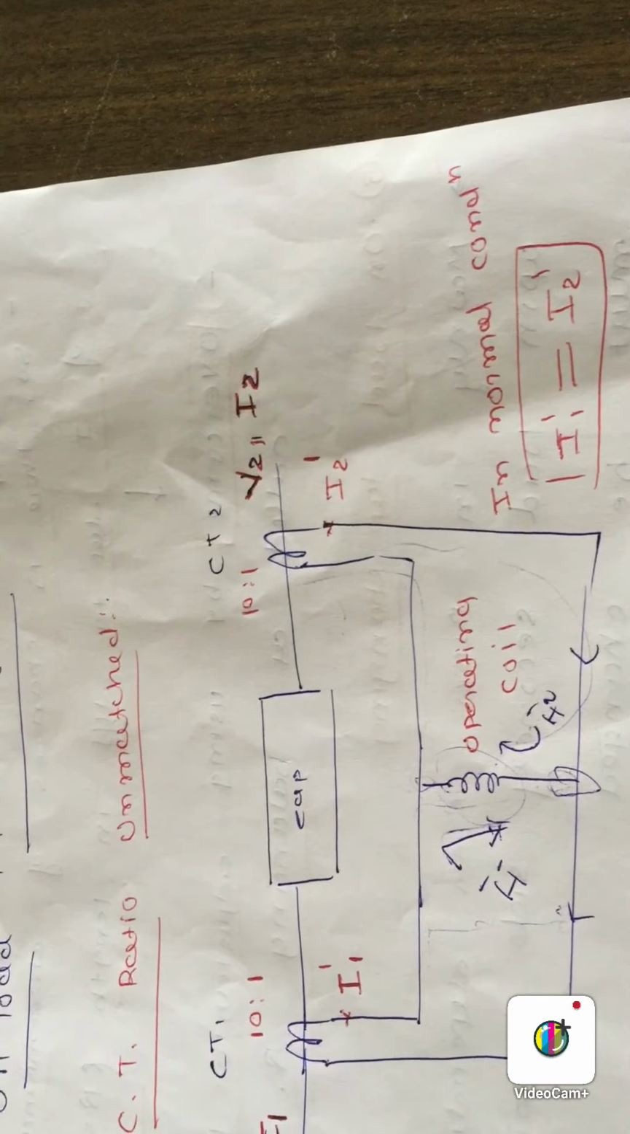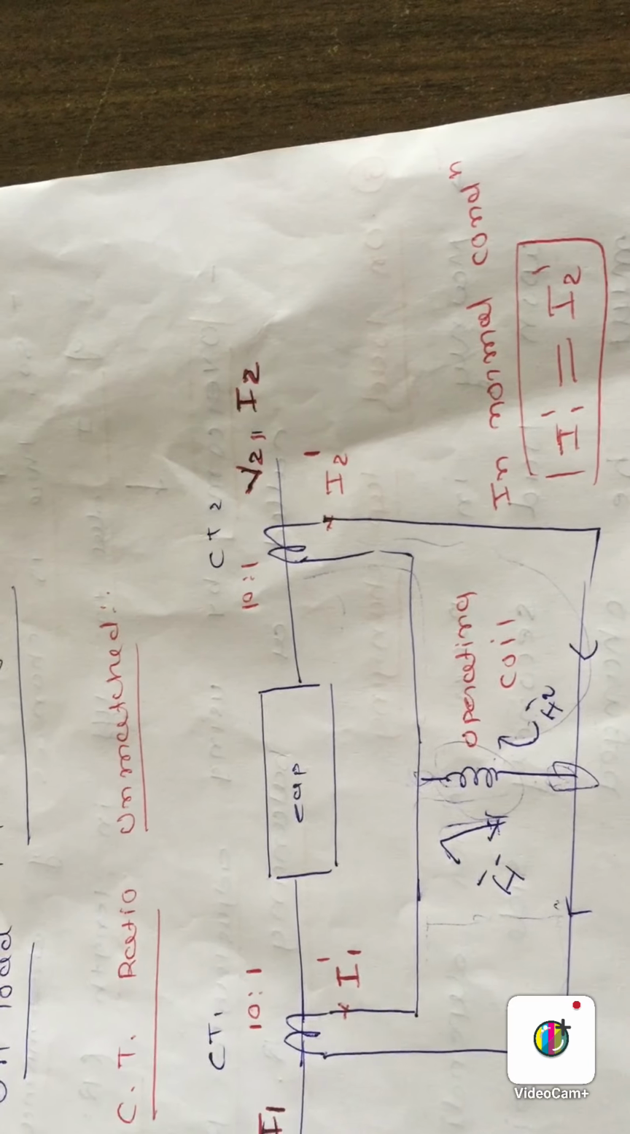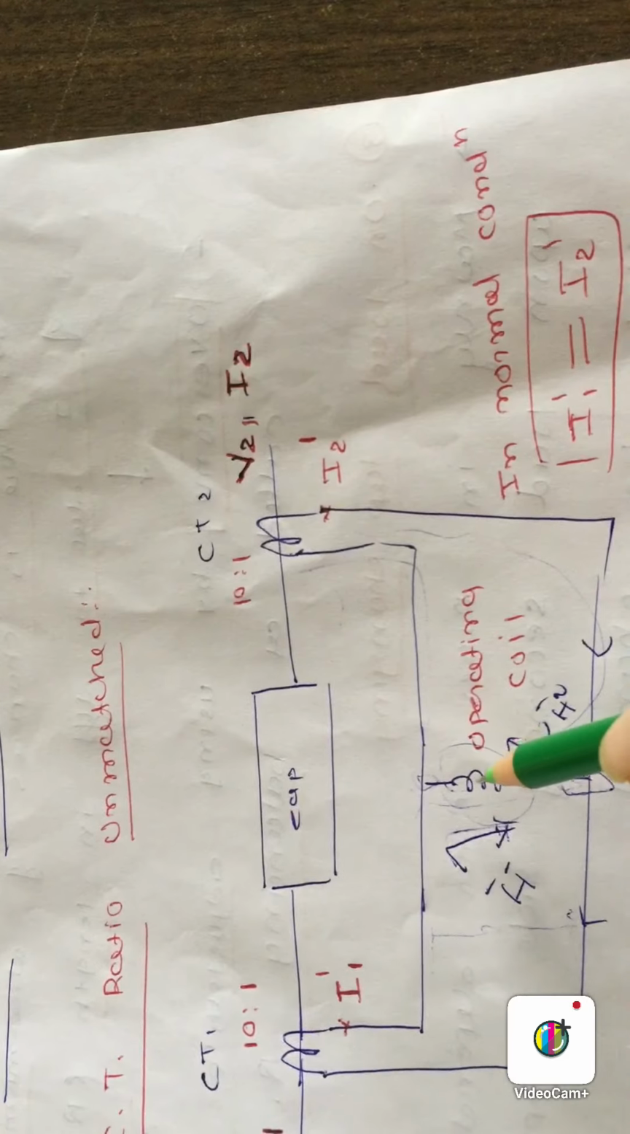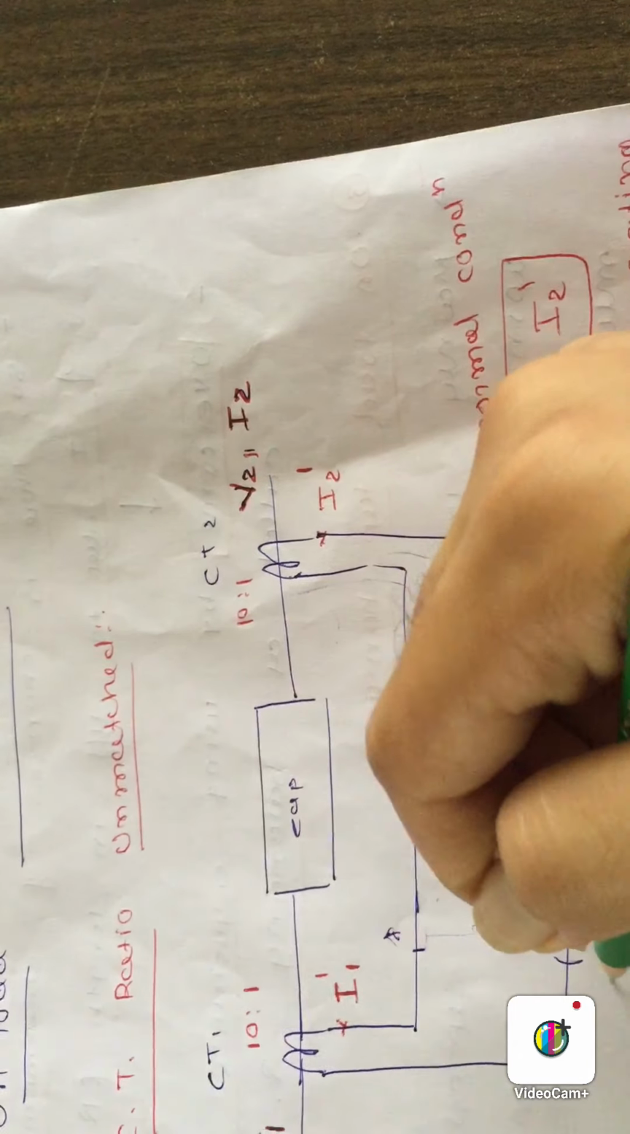Now the remedy is we will use the variable resistor. Why? Let's say I am putting the operating coil here, at point A and B.